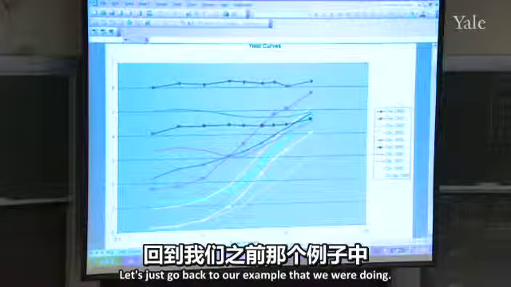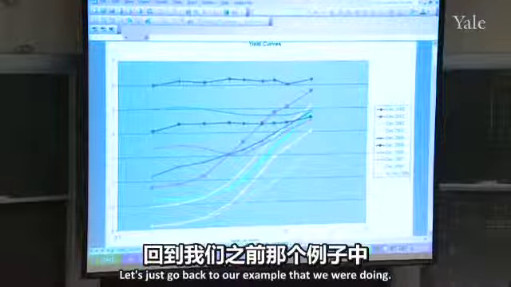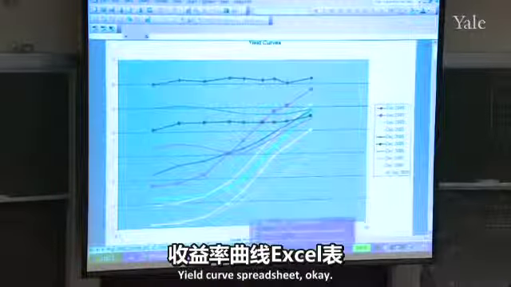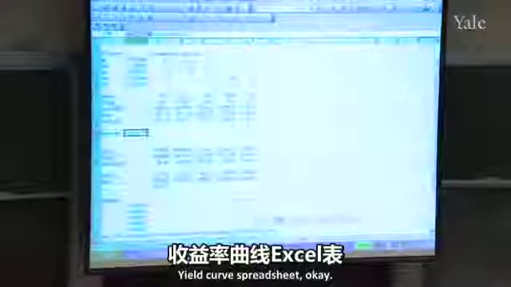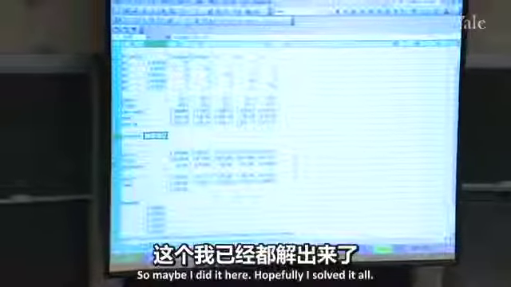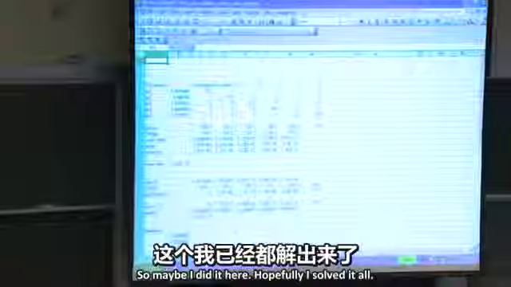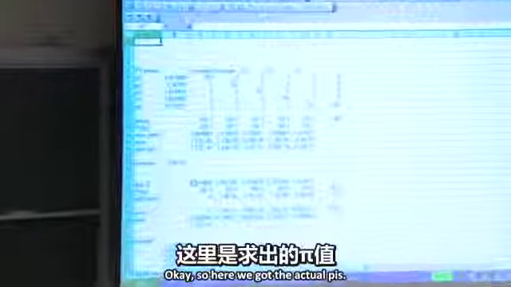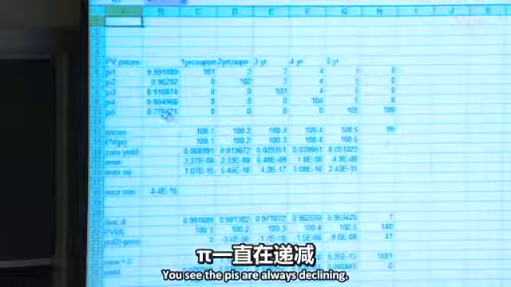So let's just go back to our example that we were doing. Yield curve spreadsheet. Okay. So maybe I did it here. Hopefully I've solved it all. Okay, so here we got the actual pies. You see the pies are always declining.